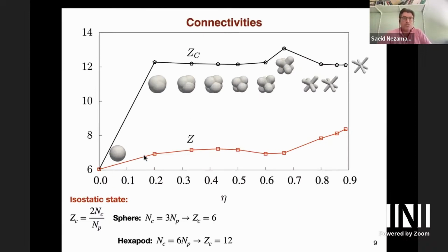For Z, of course, the coordination number is smaller than the contact number because two hexapods can have more than one contact. Z increases slightly with eta, but for larger values of eta, it begins to increase much more. The reason is that beyond this point, we can say 0.66, corresponding to alpha equal to 3, the hexapods are thin enough to touch their second neighbor.